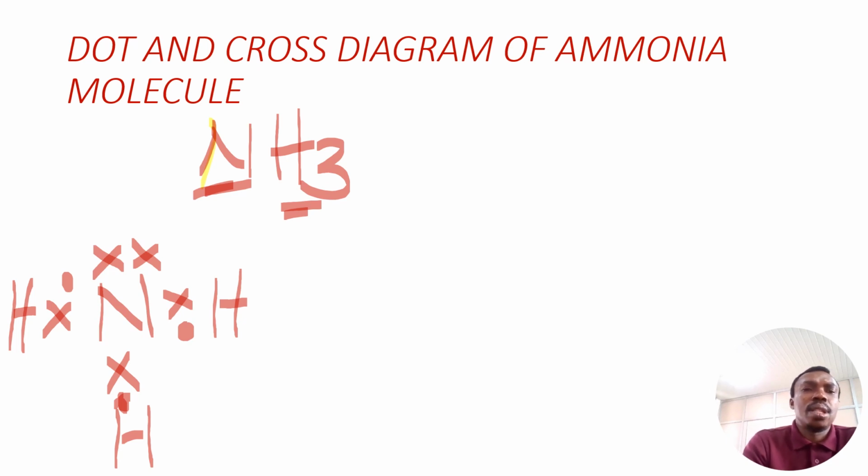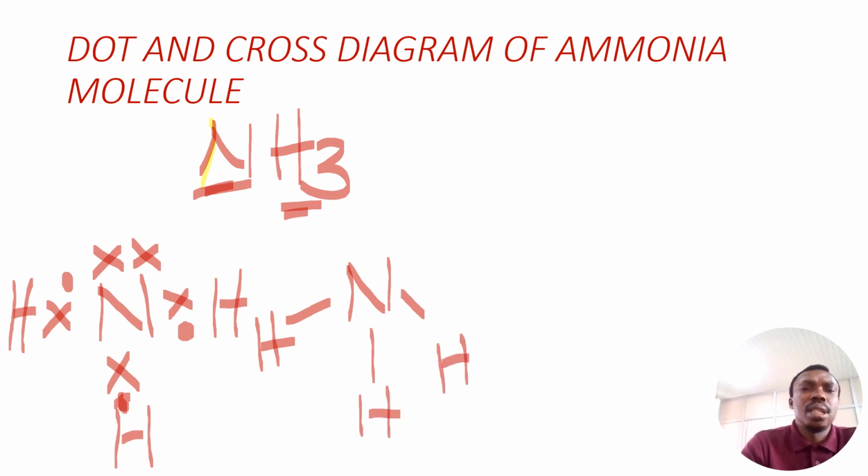So if you have to draw the display formula, you have nitrogen, single bond hydrogen, single bond hydrogen, then single bond hydrogen. Then you have the lone pair here. You can use X to represent the lone pair, or I use a dot to represent the lone pair. Another way we can represent it is using the shells.